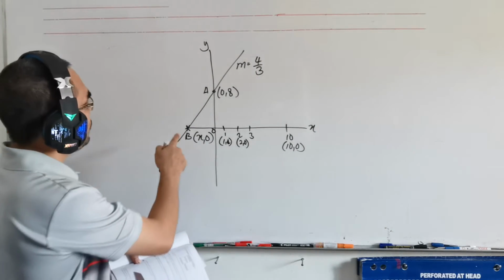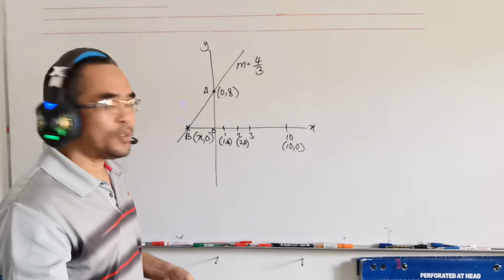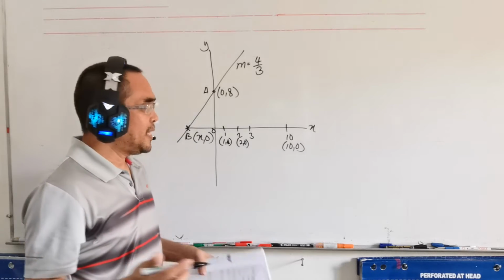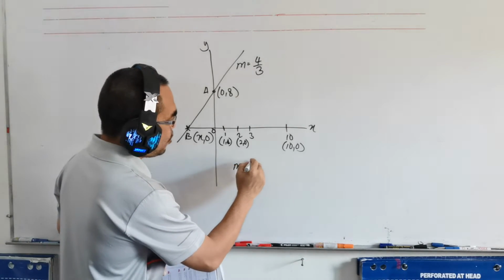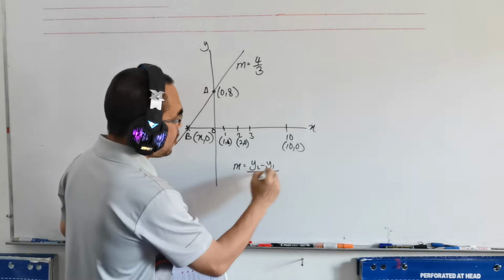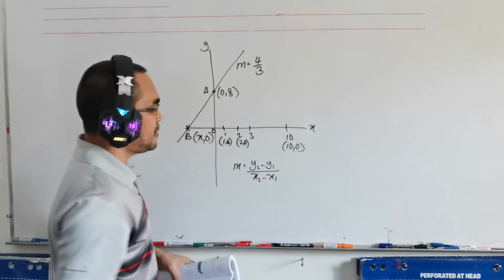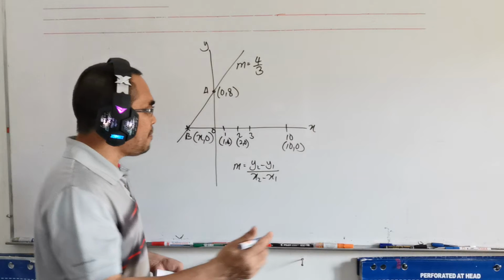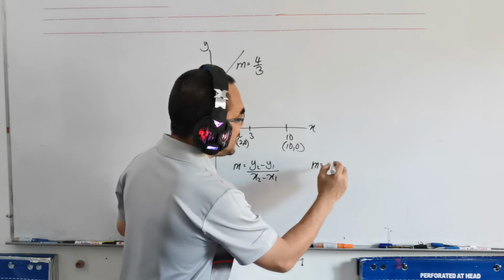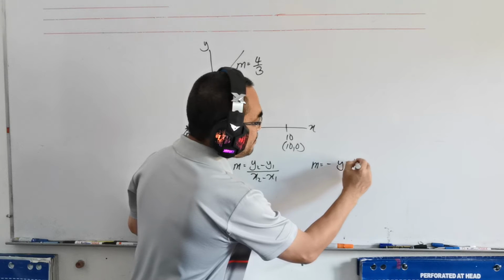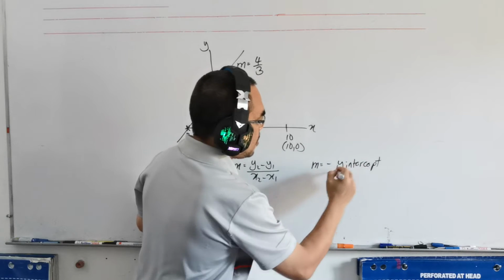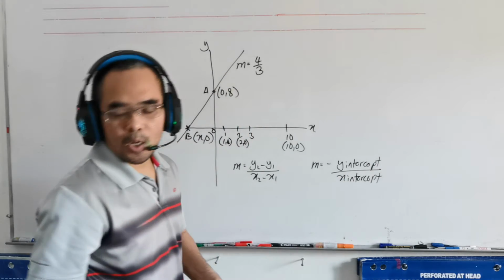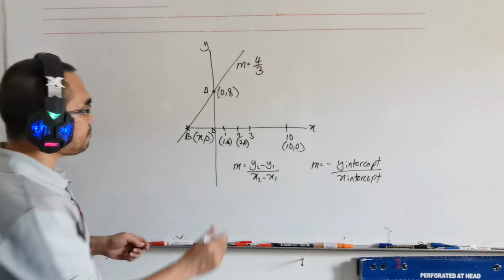Okay, so we want to find the coordinate of B. There are two formulas for gradient. That is y2 minus y1 over x2 minus x1. And then, in case we know the x-intercept or the y-intercept, we can also use gradient equals negative y-intercept over x-intercept. So now we are going to do both ways.